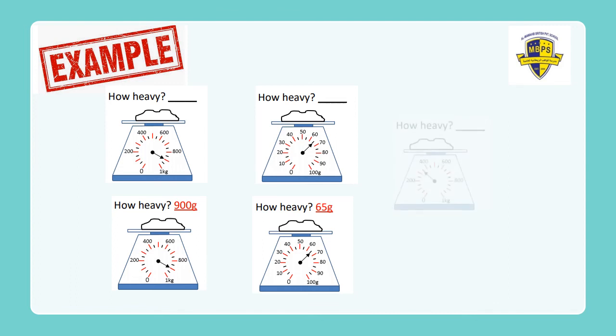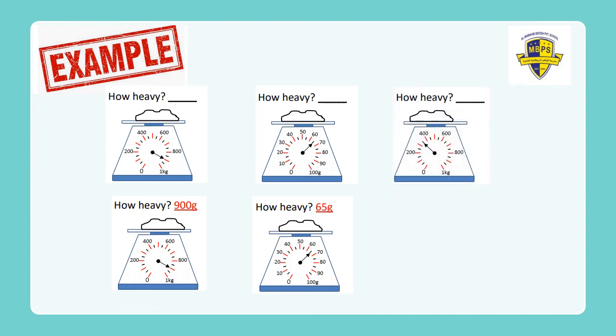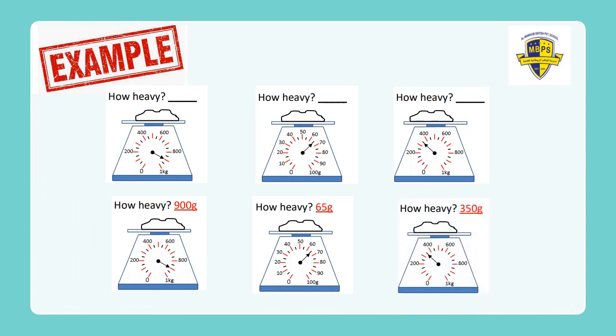The last example, find 0. Again here we are counting in 200. So each extra line represents 50. 200, then count 250, 300, 350. So the mass for this object is 350 grams.